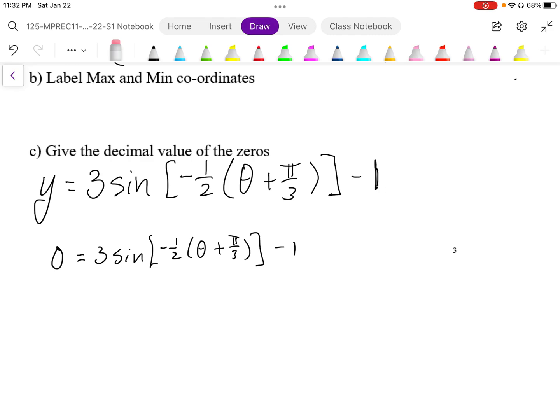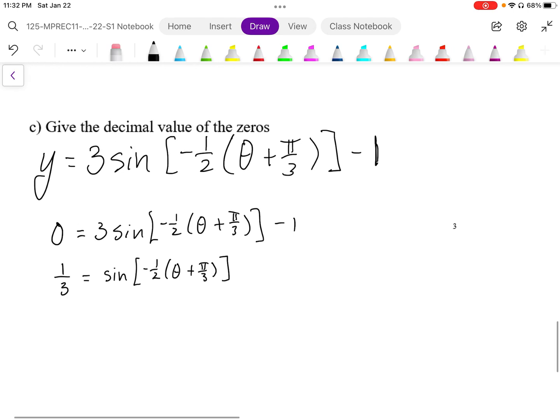So we make y equal to 0. I'm going to undo the minus 1 with a plus 1 and get rid of the times 3 by dividing by 3. That gives me the sine value. Okay, undoing this sine, we end up with the angle negative 1/2 theta plus pi over 3. And undoing this, we get the arcsine of 1/3. And that gives us about 0.34.